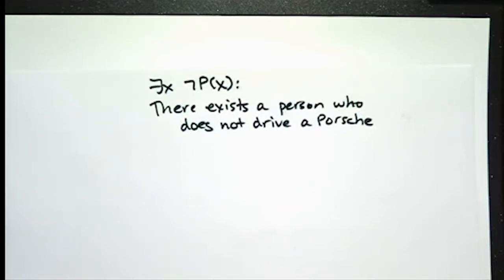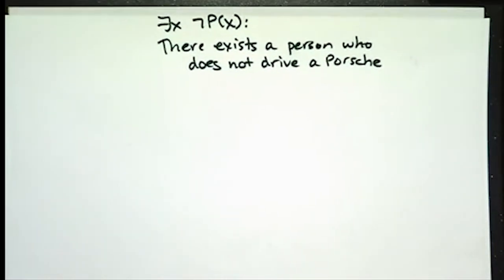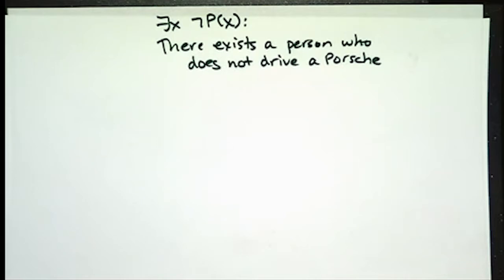Oh, that was a delayed reaction. Okay. Okay, so there exists a person who does not drive a Porsche. Now, if you were talking with people, you'd probably say, not everybody drives a Porsche. Right? That's much more likely for you to say. Like you're talking to somebody, and you're like, not everybody drives a Porsche. You would totally hear that, right?